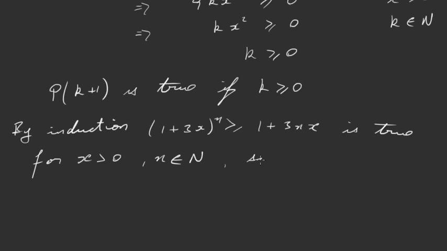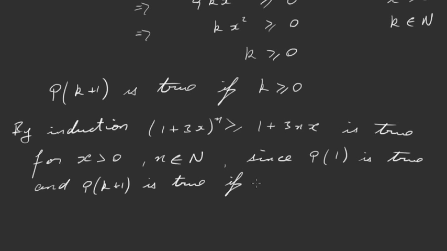And we can say this since p1 is true, the proposition is true for 1, and also pk plus 1 is true if pk is true. And that's it really.